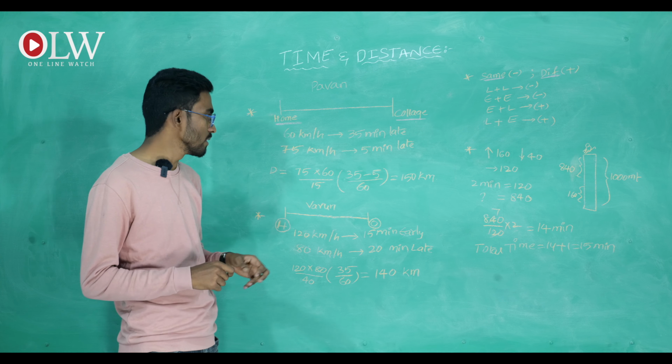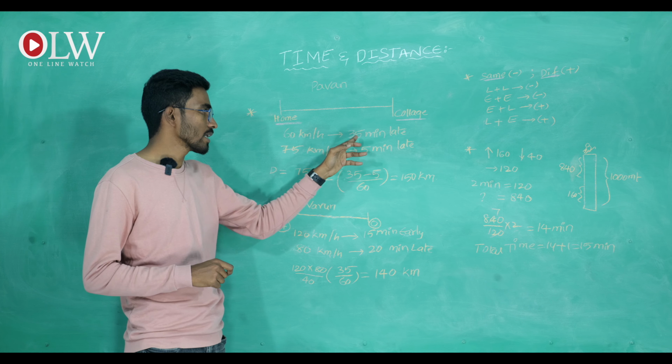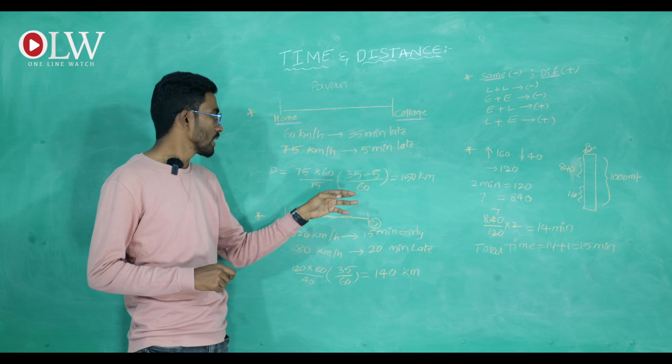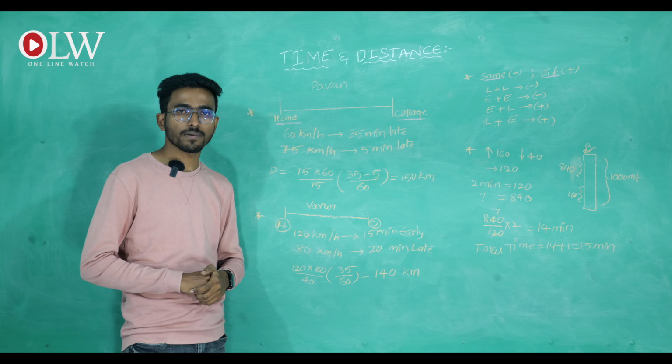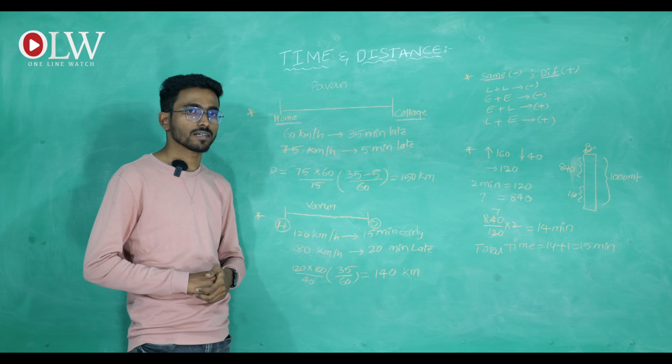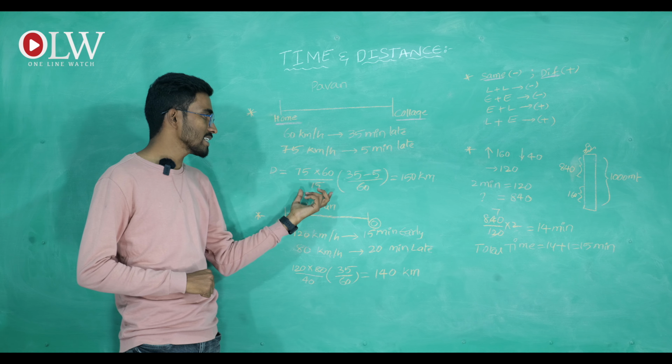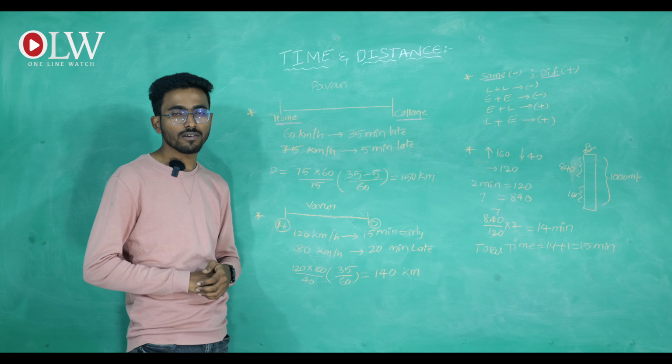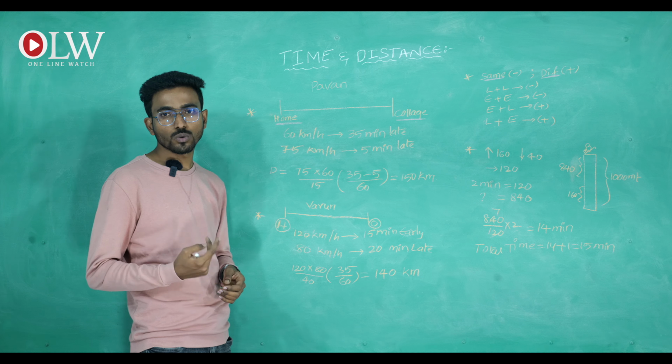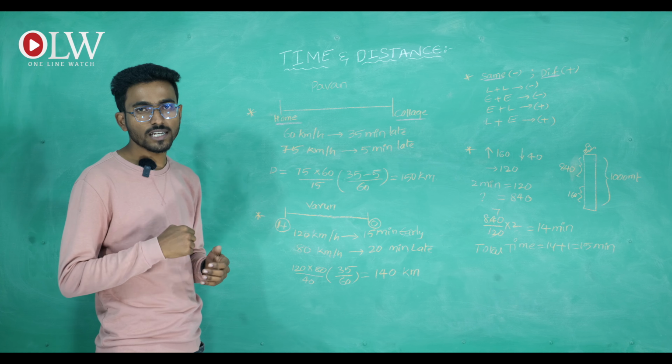Pawan is traveling at 60 km per hour. He will be this much late. If he travels at 75 km per hour, he will be 5 minutes late. So finding the distance is very simple when we get two speeds with two lates. Okay, going to the next problem.